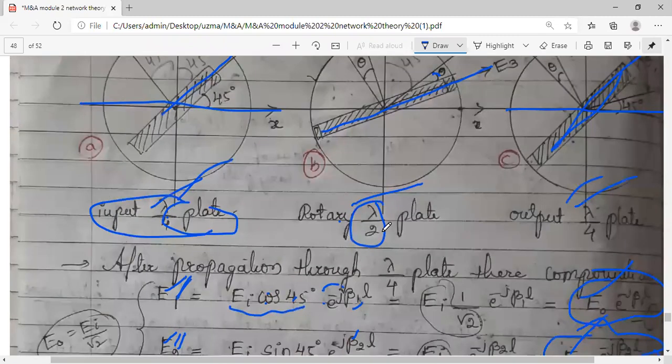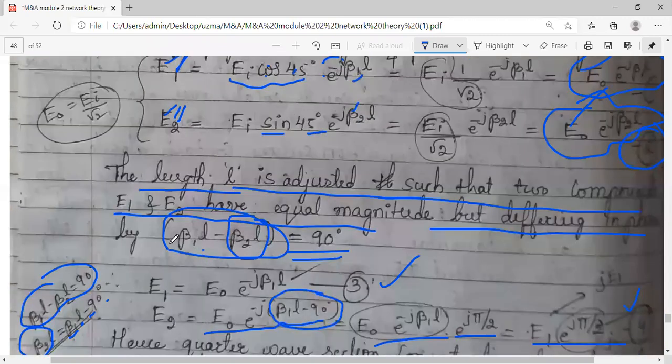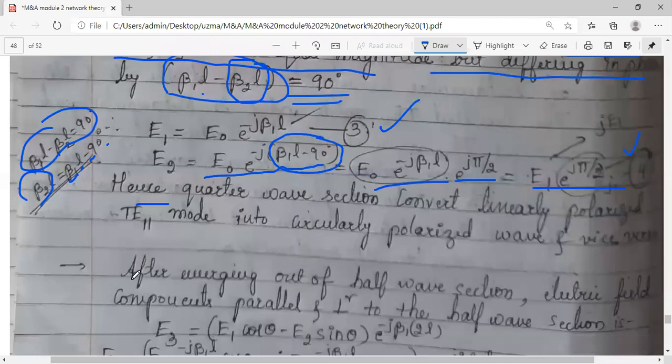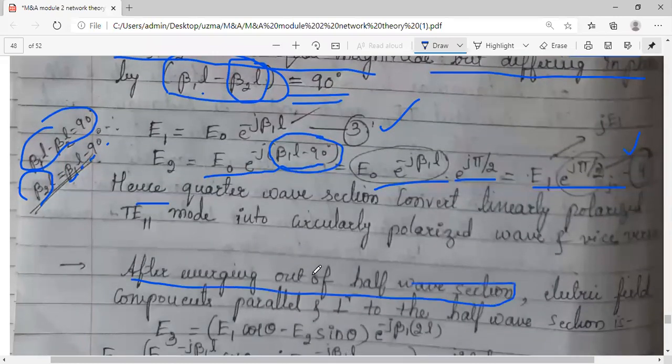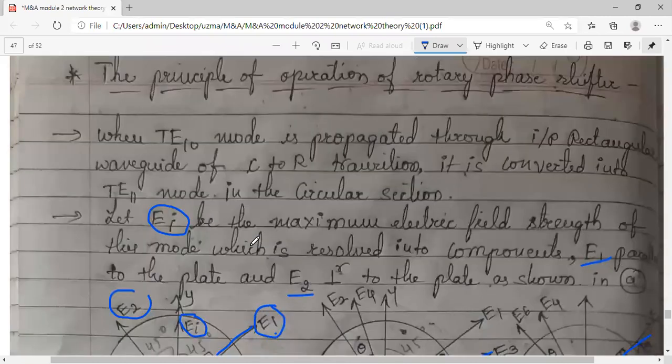So we need to now see what changes happen when your wave, that is the E1 and E2 two components, reach this second plate. After emerging out of the half wave section, when it encounters the lambda by 2 plate, what is the length of the lambda by 2 plate?